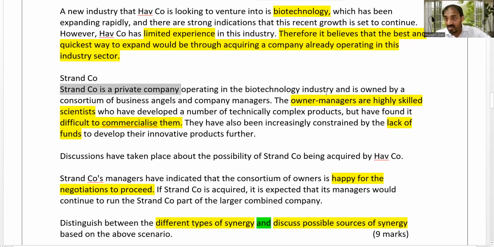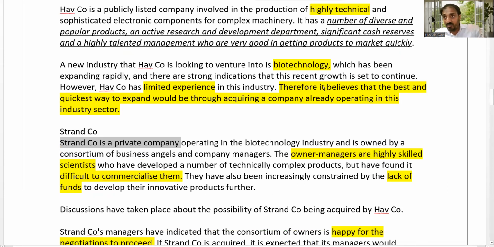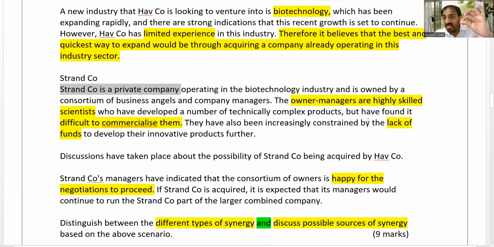Strand is a private company operating in the biotech industry, and we need to search here by reviewing the context: if Have acquired Strand, what possible sources of synergy, especially in terms of revenue, may be generated? It is a privately owned company operating in the biotech industry, owned by a consortium of business angels and managers. The owner managers are highly skilled scientists.